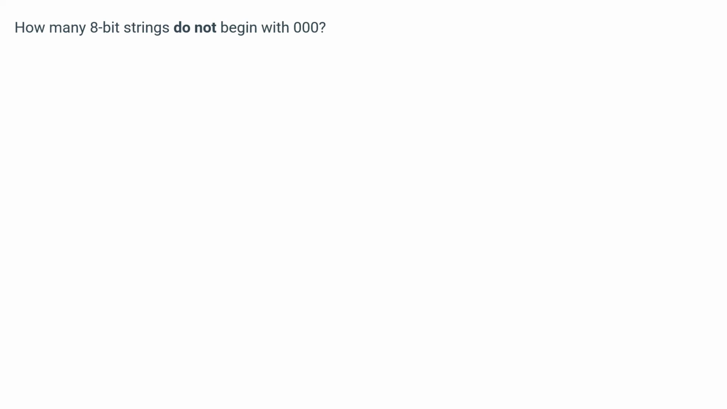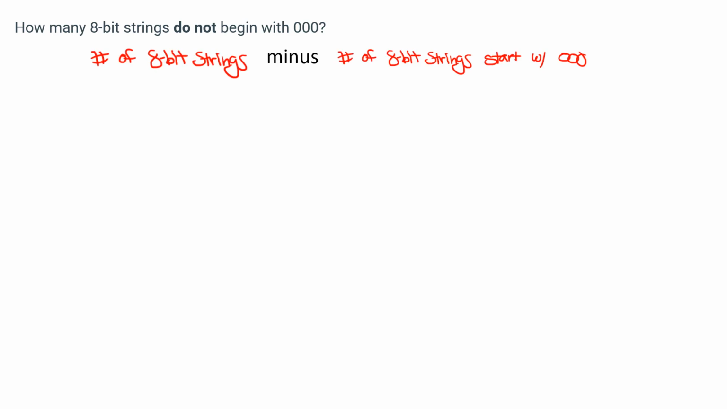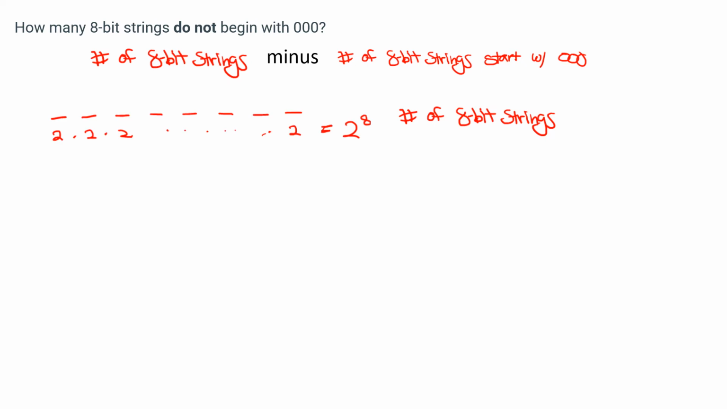Okay, how many 8-bit strings do not begin with 0, 0, 0? Well, we could look at it as, let's find the number of 8-bit strings in general and subtract the number of 8-bit strings that do start with 0, 0, 0. So first of all, number of 8-bit strings, there would be 8 slots. How many choices for each slot? 2 for each slot, so we would have 2 to the 8th. So that's how many 8-bit strings we have that are a possibility.